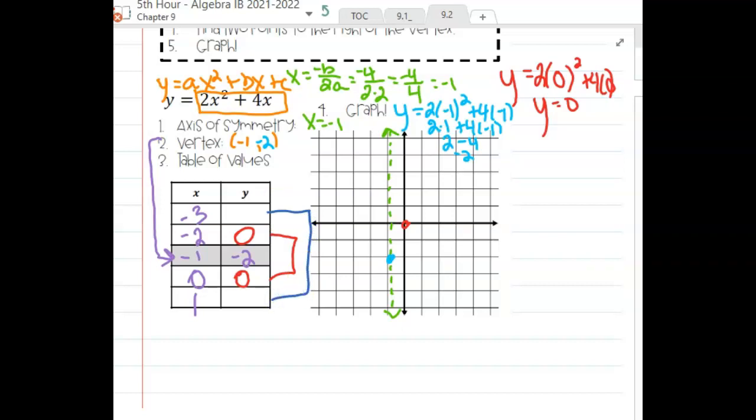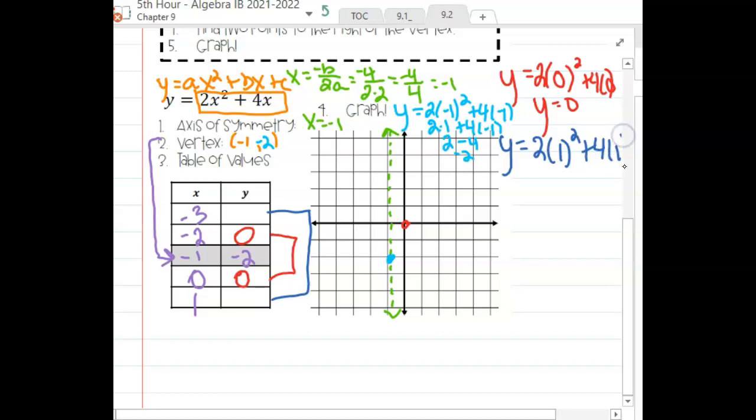Whenever you plug in -3 and when you plug in 1, I promise you, you're going to get the same answer. You don't have to plug in both -3 and 1. You just have to plug in one of them. And for me, I try to avoid negatives at all costs. So for me, I'm going to plug in 1. So we're doing the same thing. We're using our function rule. So y equals 2 times 1 squared plus 4 times 1.